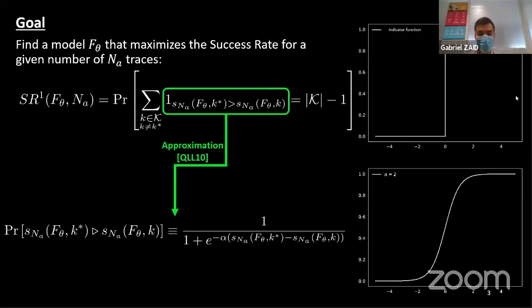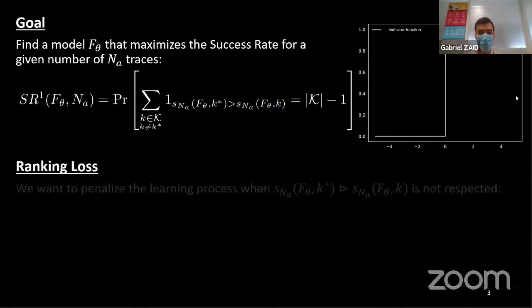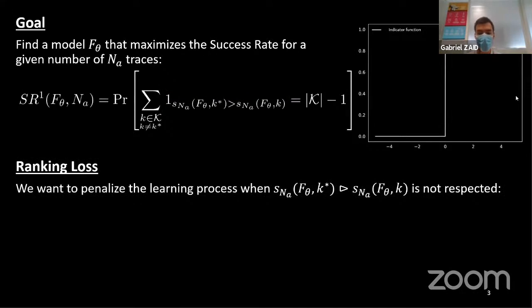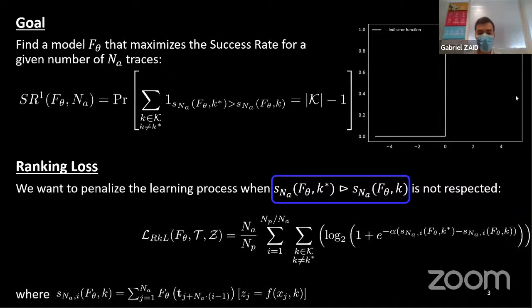From this sigmoid function, we develop the ranking loss that penalizes the learning process when this relation is not respected. In other words, we want to penalize the learning process when the probabilities provided by the model deviate from the true predictions, such that the ranking loss can be expressed as follows. One interesting point of the ranking loss that we demonstrate in our paper is that minimizing the ranking loss is beneficial to minimize the error on the success rate. Or in other words, minimizing the ranking loss is beneficial to increase the success rate for a given parametric function f theta and a number of traces.